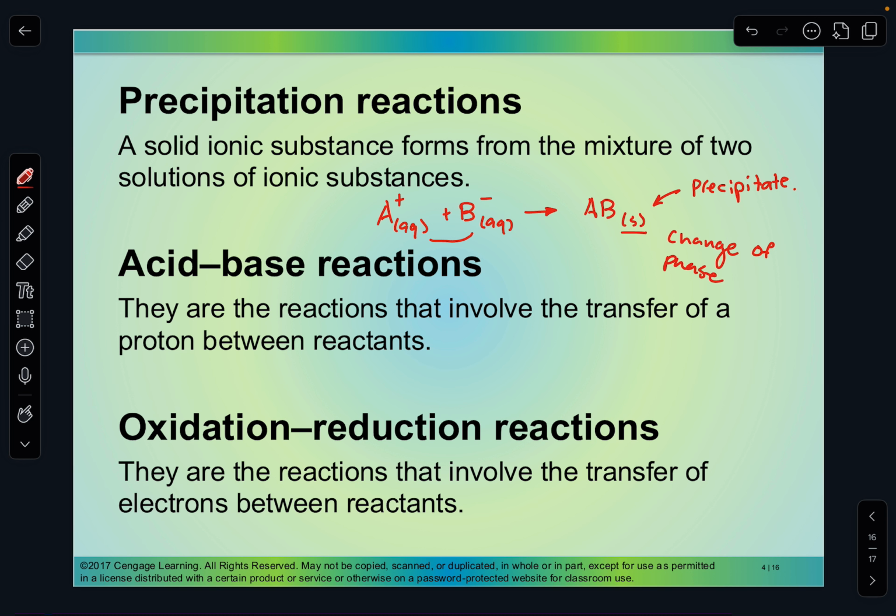Just like with the weather. So precipitation, when we hear there's a 90% chance of precipitation, that's talking about how likely it is that it's going to rain. And so the precipitation is going from a gas in the air into a liquid that falls down. So that's a change of phase, a gas to a liquid. Acid-base reactions are going to be a transfer of a proton between reactants, and we'll get into this in the next slides, which I'm about to skip to in just a second. But a proton, specifically, we're talking about H+.